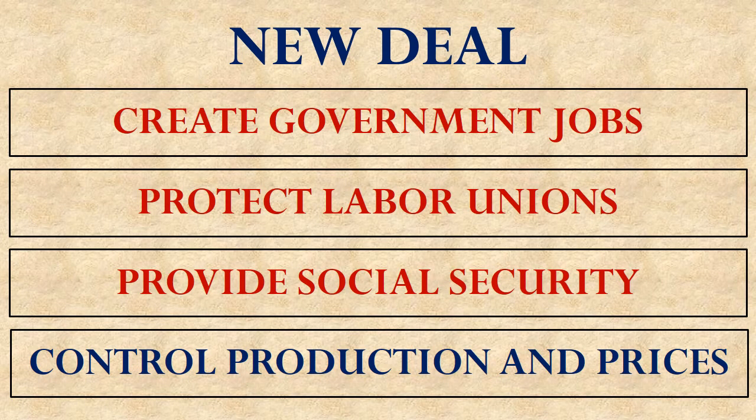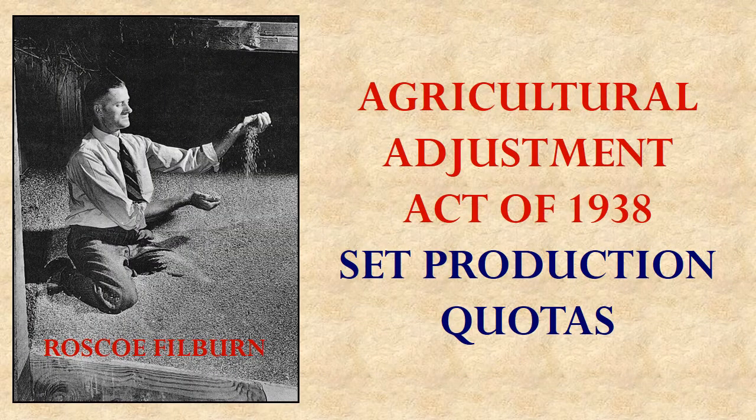So I'll give you one particular example of just how extreme this stretches the powers of the national government. The New Deal included among its programs control of production and prices. And a particular example of that was the Agricultural Adjustment Act of 1938, which set production quotas for various farm products, including wheat. Well, there was a farmer in Nebraska named Roscoe Filburn who ended up raising a little bit more wheat than he was supposed to under the program, and he got caught, and he got a fine from the national government. Well, he opposed that fine, and his case eventually went all the way to the United States Supreme Court.